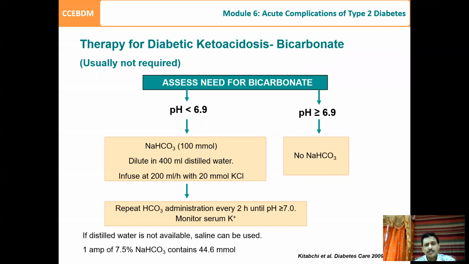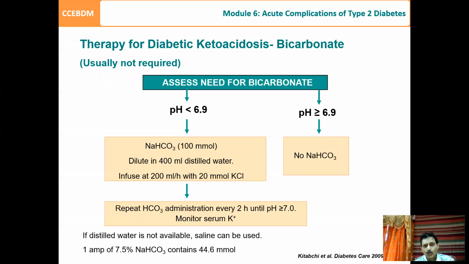But if the patient has a pH less than 6.9, which may be associated with significant impairment of the cardiac function, then possibly we have to treat the patient with bicarbonate infusion. But the bicarbonate infusion has a lot of problems. Number one is that it increases the sodium value, so there may be a hypernatremic state. That's a very important issue.